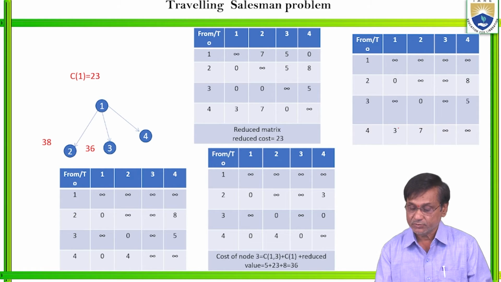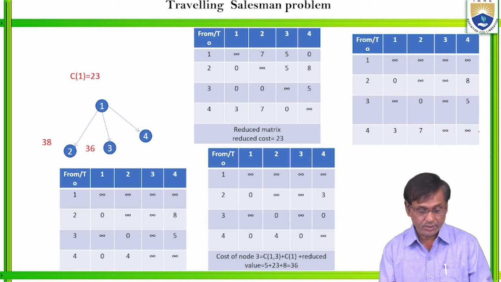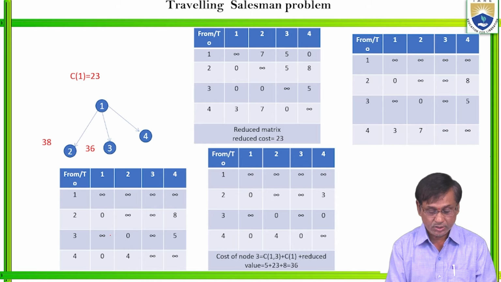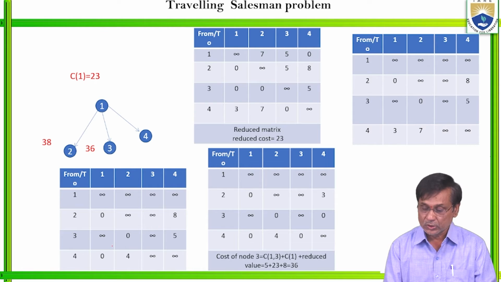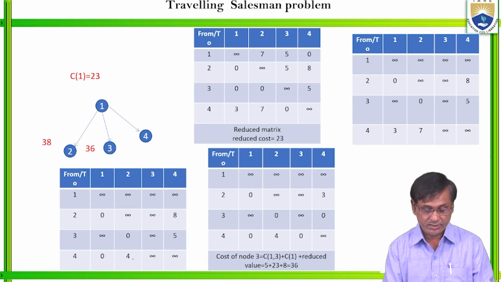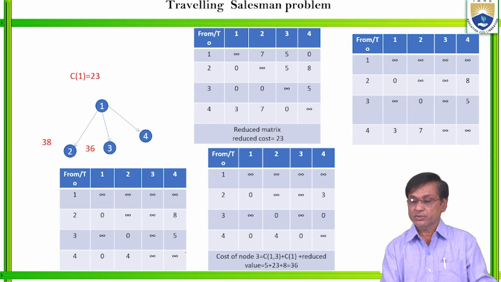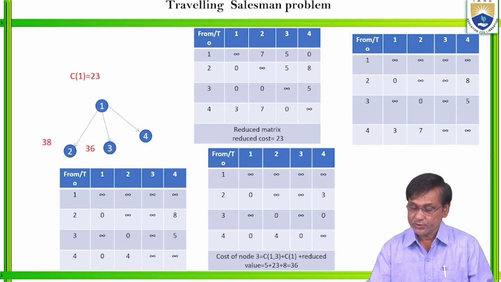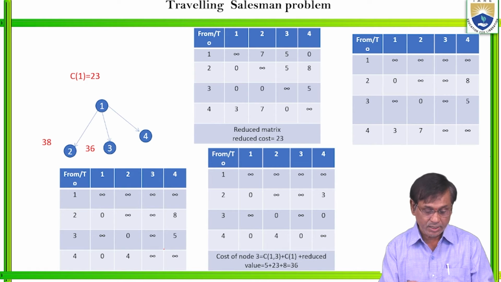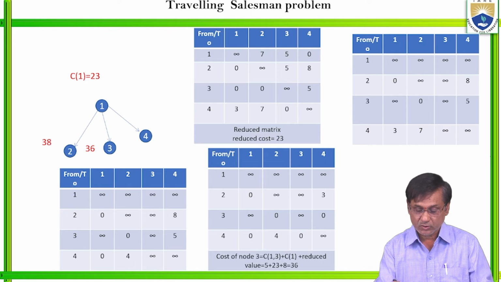So that means we can write 3 minus 3 is equal to 0. 7 minus 3 is equal to 4. Infinity, infinity. So the same thing we are getting here. In the fourth row, 3 minus 3 is equal to 0 and 7 minus 3 is equal to 4, and the remaining infinity, infinity. So on the row side, we can reduce 3.